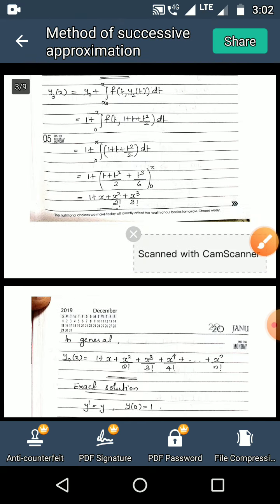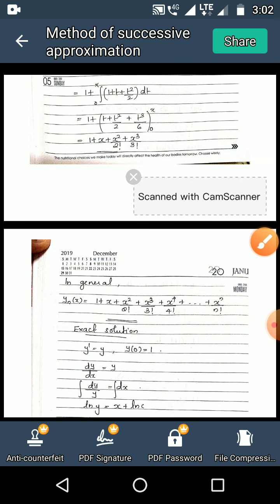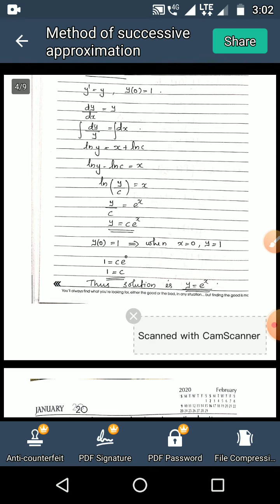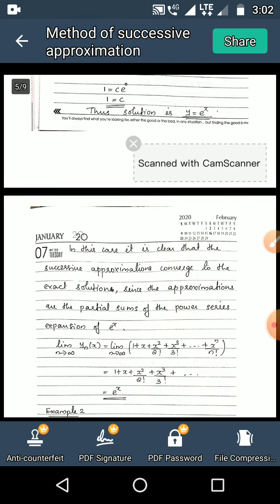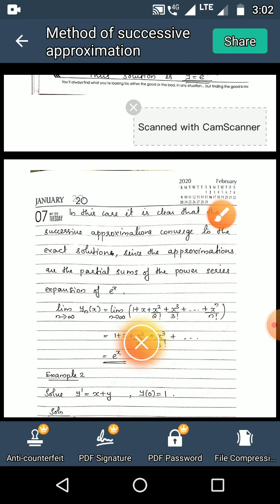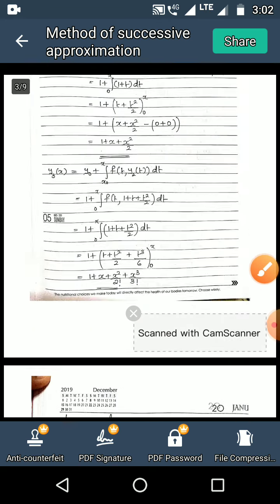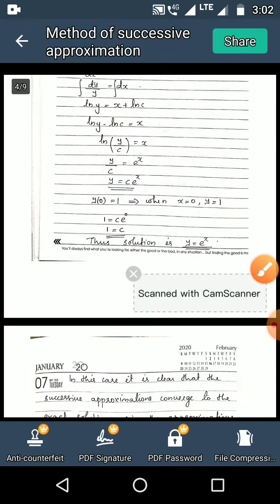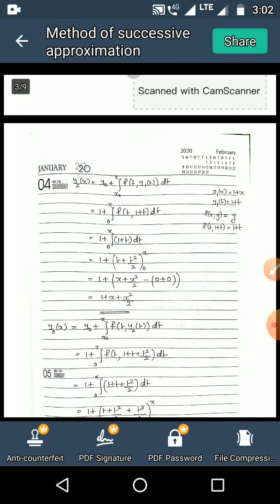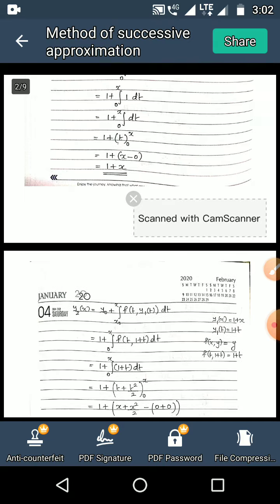The solution by successive approximation is given as y1, y2, y3, etc. I am going to compare the solution by the method of successive approximation and the exact solution. In this case it is clear that the successive approximations converge to the exact solution, since the approximations are the partial sums of the power series expansion of e raised to x.